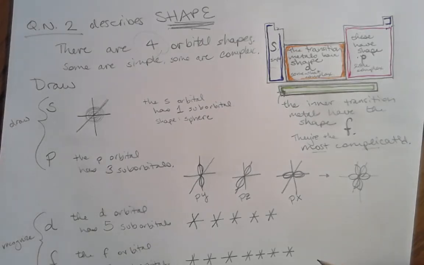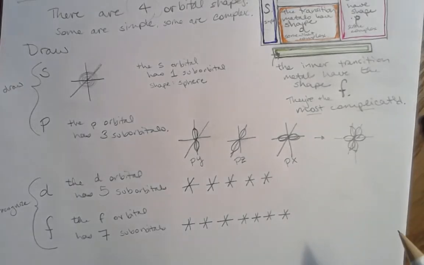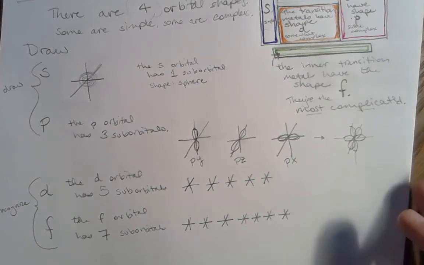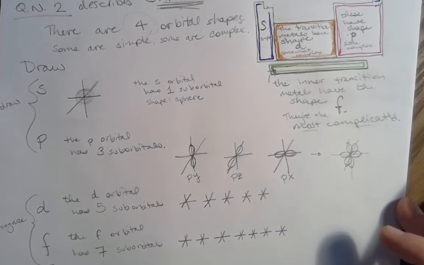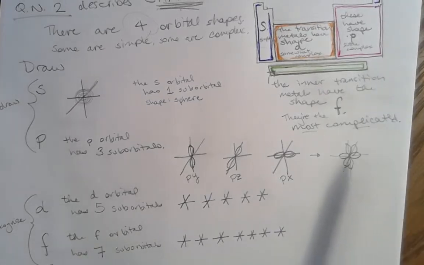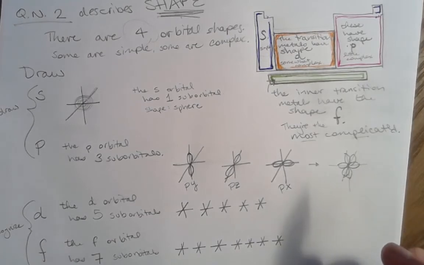So that's how to draw your S and your P's. The other things that I'm going to leave you with here have to do with the electrons in the orbital. Usually I make you think this through, but since I'm talking to myself, I'll do it.